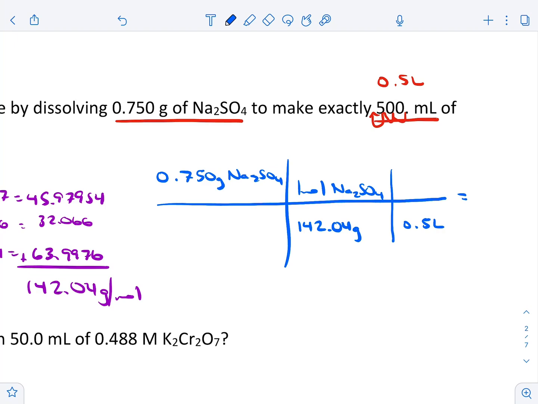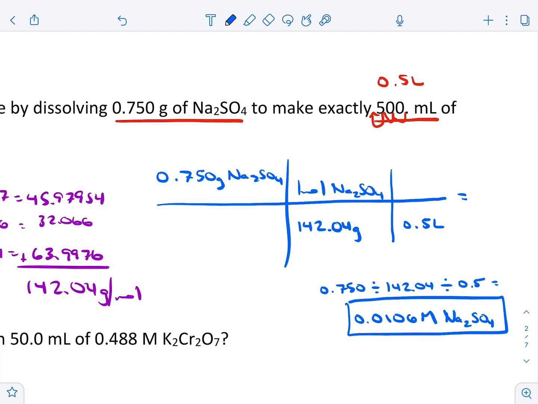So now we're ready to just do the math. To calculate this, we're going to take 0.750 divided by 142.04 and divided by 0.5, and that'll give us our answer. And for our molarity, let's keep 3 digits in our answer, so we're going to say 0.0106, and that is our molarity, and it's labeled with capital M. You can leave that Na2SO4 on there, or you can leave it off. It is your choice.